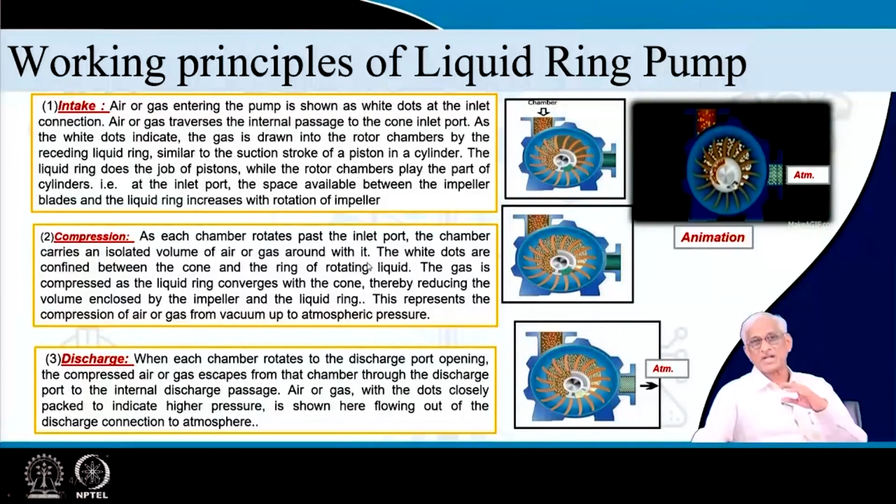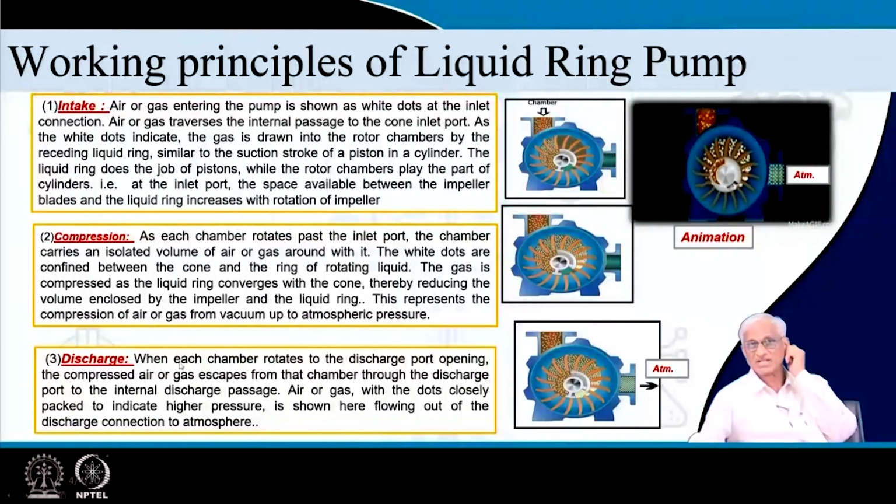So, each chamber rotates past the inlet port. It is creating isolated volumes of air or gas around this portion, and after some time the gas is getting compressed because the liquid ring converges with the cone structure here, thereby the volume is progressively getting reduced. This compression keeps on going till the exhaust valve is opened or the exhaust process starts.